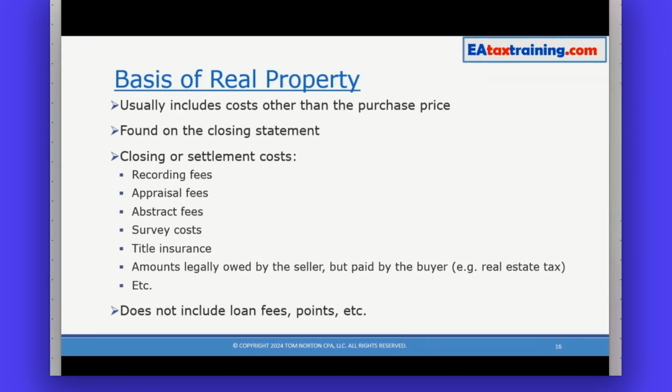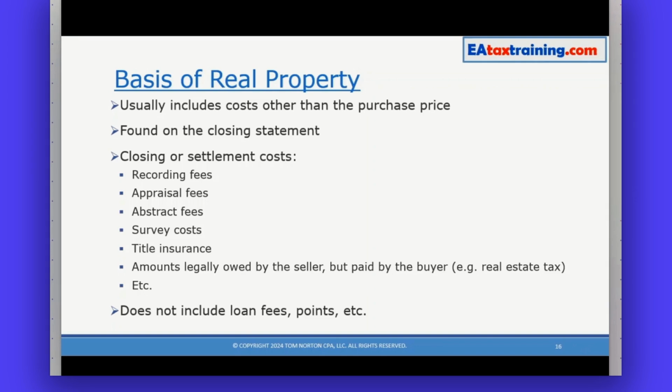Specifically, when we talk about real property, there's almost always going to be other costs that are added to the purchase price to come up with your basis. And when you buy real property, there's going to be a document called a closing statement. If you've ever bought a house, you'll know what I'm talking about here. There's going to be all kinds of different costs listed on there. There's going to be recording fees, appraisal fees, abstract fees, survey fees, etc., that are on that closing statement and get included in your basis or your cost basis of that real estate.